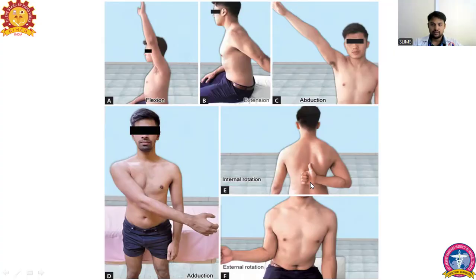The patient should be able to touch the hand up to the middle of the back. But sometimes if there is any restriction, the patient will not be able to touch the middle of the back. Sometimes the patient can touch the sacral region. Sometimes he can touch up to the hip joint level.